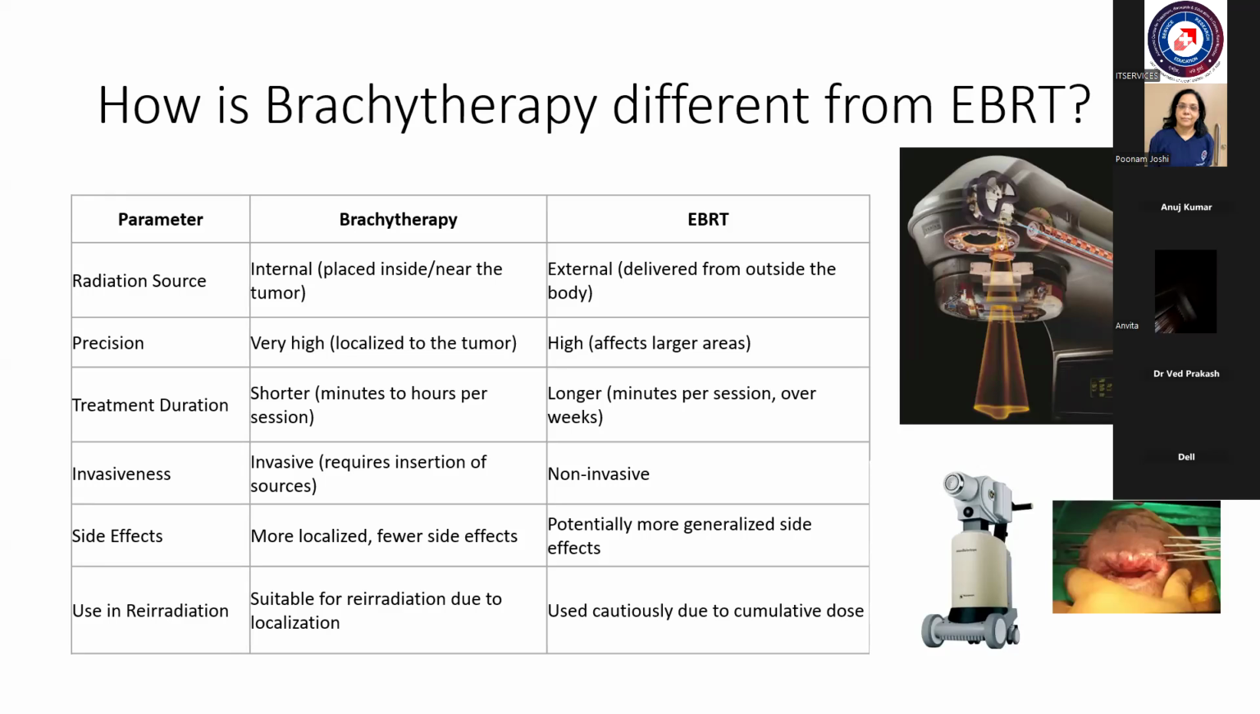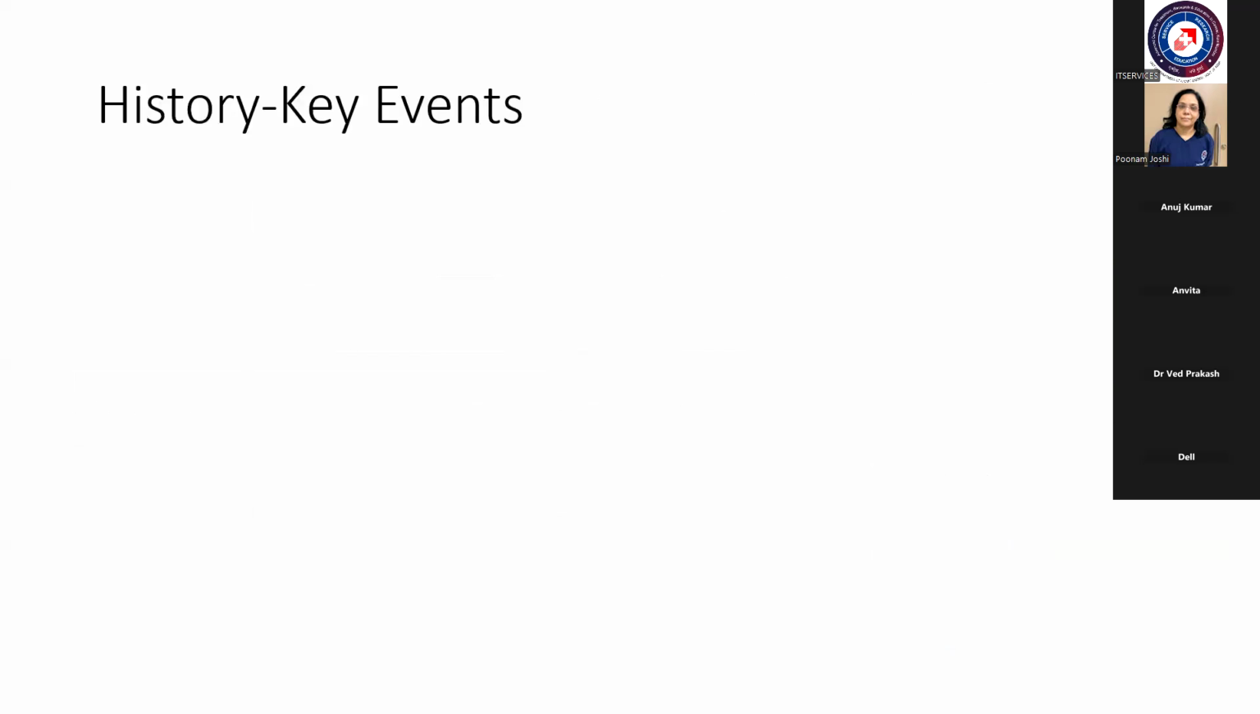When we talk about invasiveness, brachytherapy, as we know, is an invasive procedure and it requires expertise, and EBRT is non-invasive. In brachytherapy, there are more localized side effects and fewer overall side effects to the other organs at risk away from the tumor tissue. Brachytherapy is also a very feasible option in the re-radiation setting due to the decrease in doses that we can deliver to the organs at risk.